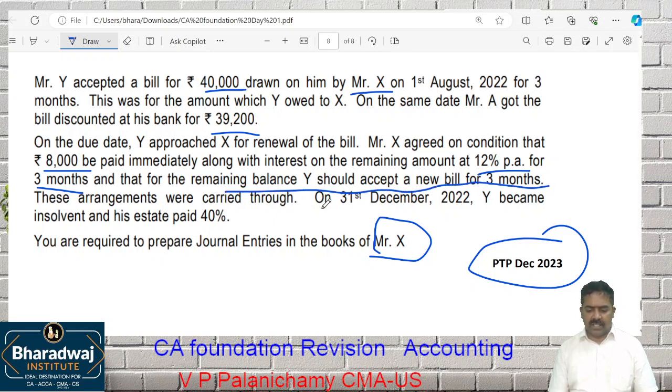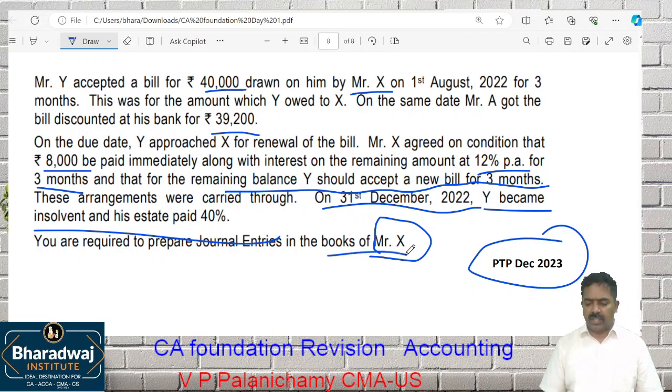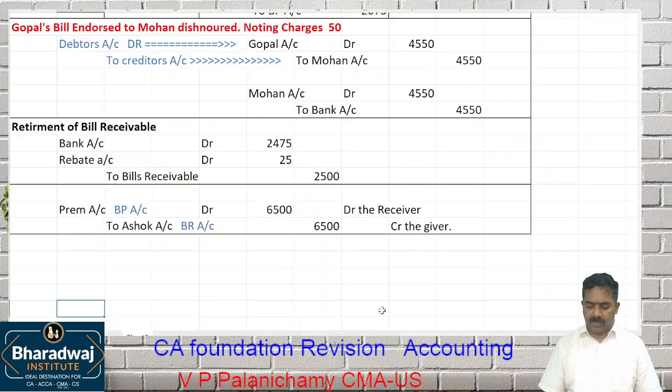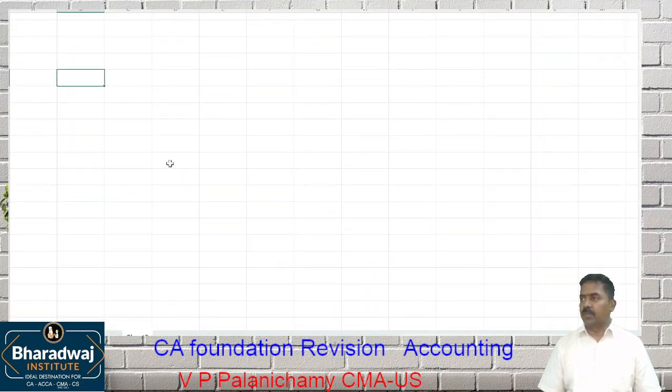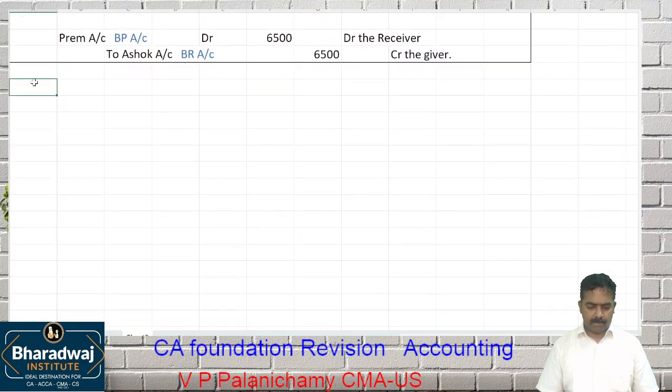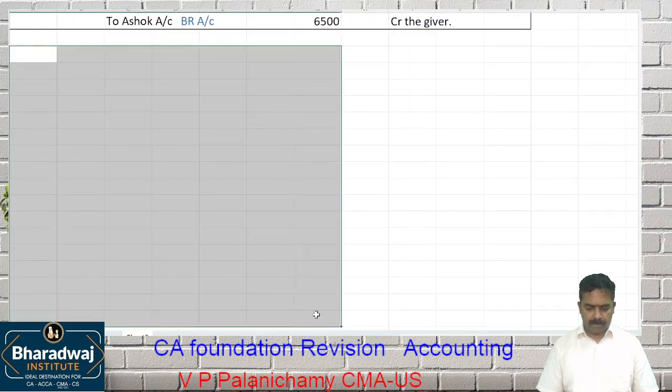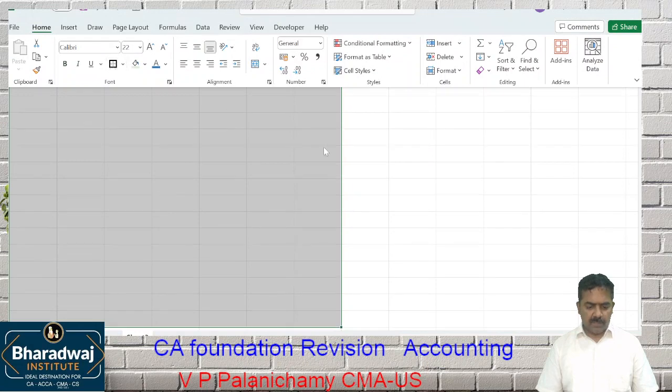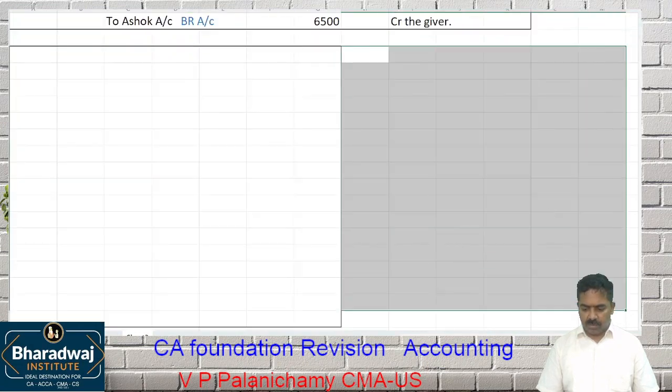This arrangement was carried out. On 31st December 2022, the other party became what? Insolvent and paid only what? 40%. They ask you only in the books of what? X. We'll do it in the books of both the parties. For practice only, we'll do in the books of which one? Both the parties. Start. First column in the books of X, second column in the books of Y.